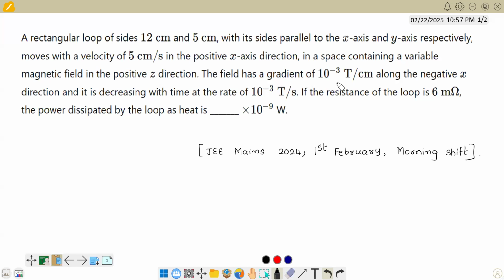The field has a gradient of 10 power minus 3 Tesla per centimeter along the negative x direction, and it is decreasing with time at a rate of 10 power minus 3 Tesla per second. If the resistance of the loop is 6 milliohm, the power dissipated by the loop as heat is.